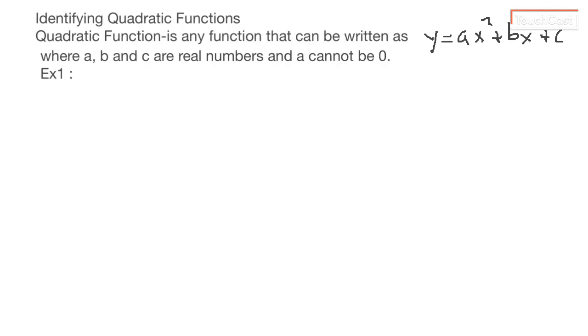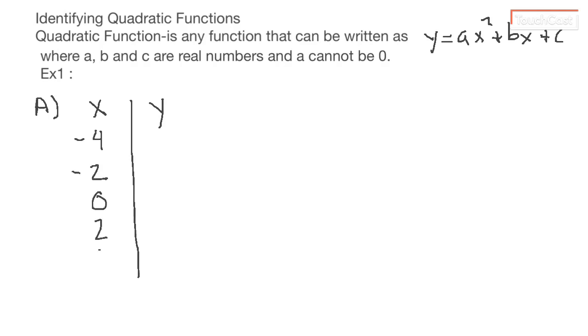So here in example 1, we're going to identify if we have a quadratic function. And we're going to first look at a table, an XY chart, and see if we have a constant change in x and y. So we're going to have the following x values: -4, -2, 0, 2, and 4. And the y values are 8, 2, 0, 2, and 8.